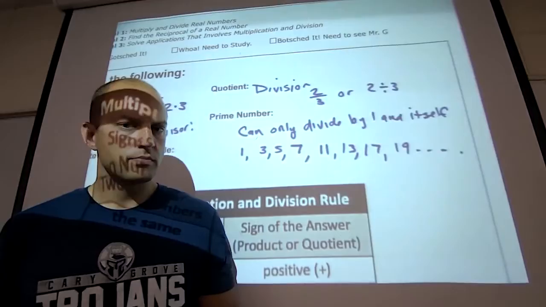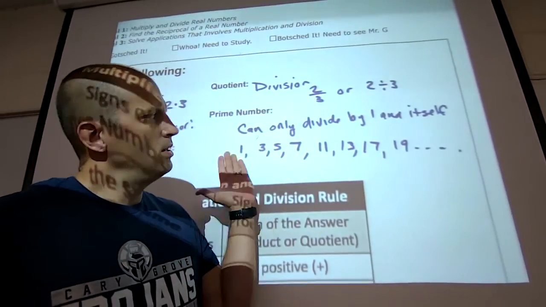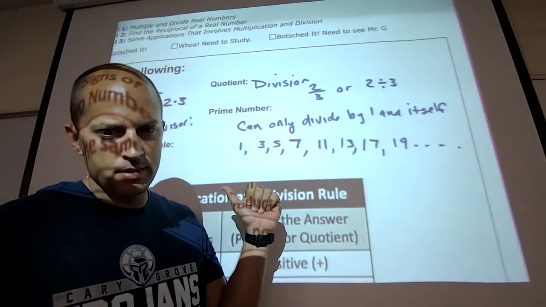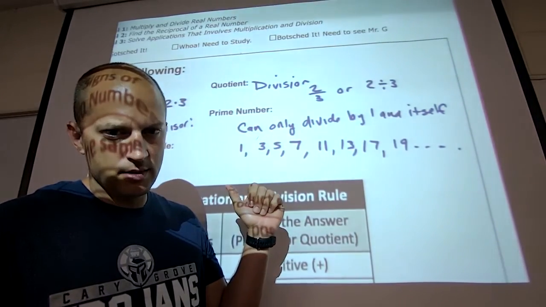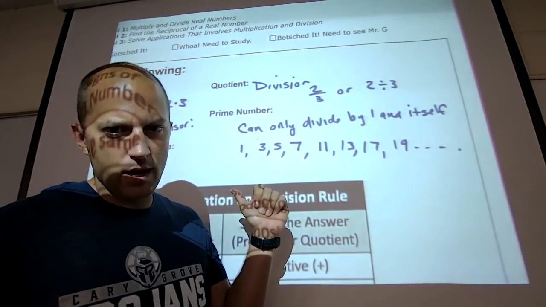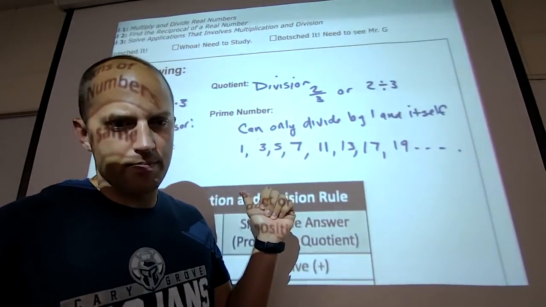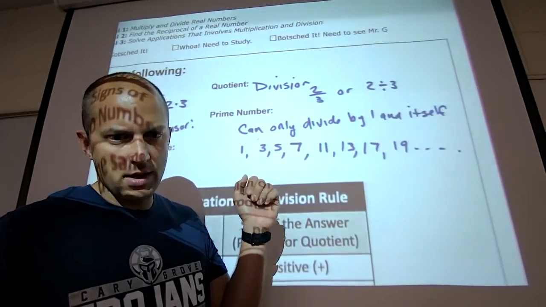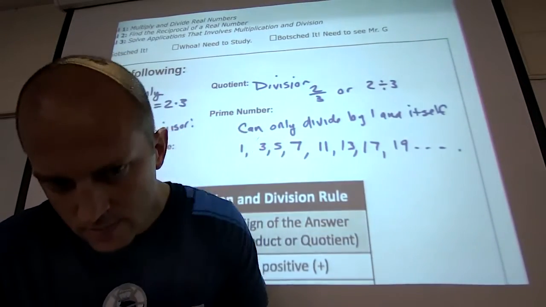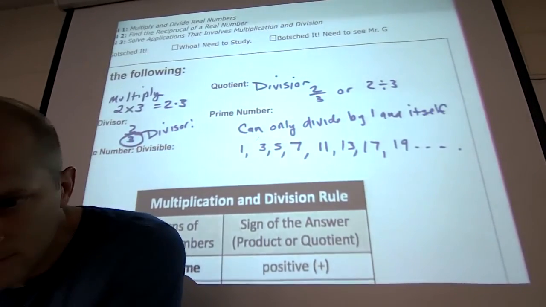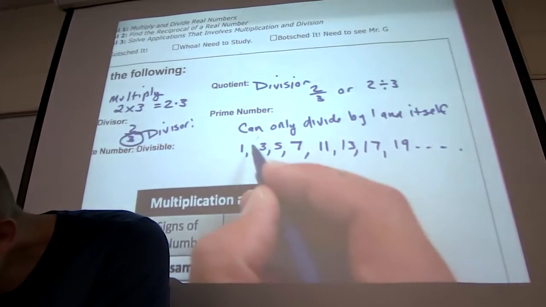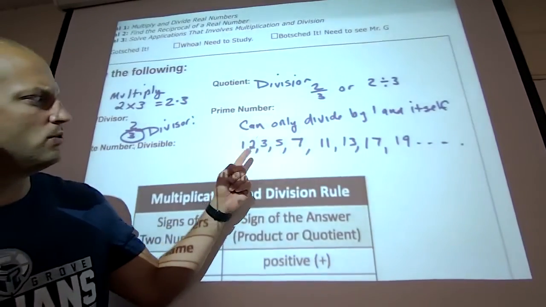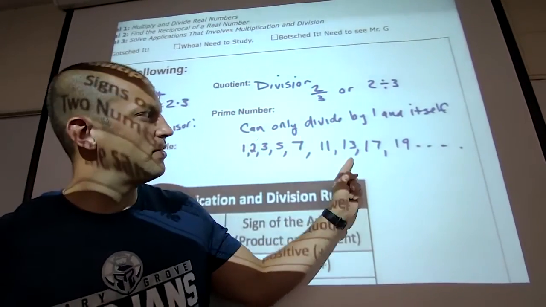And it keeps going. Now, there is only one even prime number. You guys know what it is? There's only one number that's even that is also prime. I think I heard it. Somebody said it. Was it Claudia? And Claudia said 2. So 1, 2, 3, 5, 7, 11, 13, 17, 19.